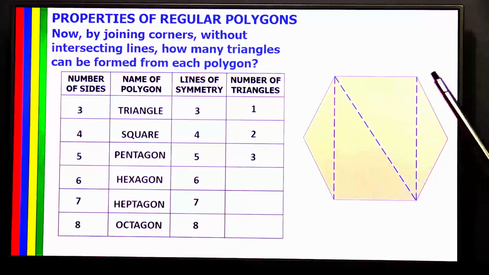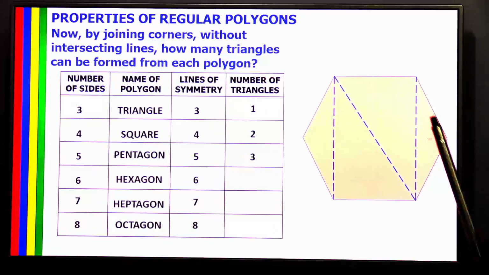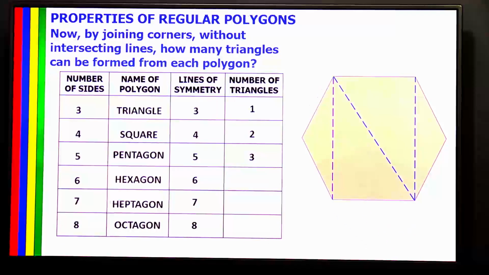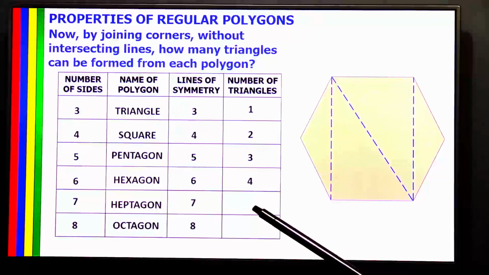I can't join this way because I'll be crossing lines. So obviously, but how many triangles do I get? So 1, 2, 3, 4. Wow, it's 4. So there is a pattern emerging. So I'm going to be guessing this is going to give me 5.